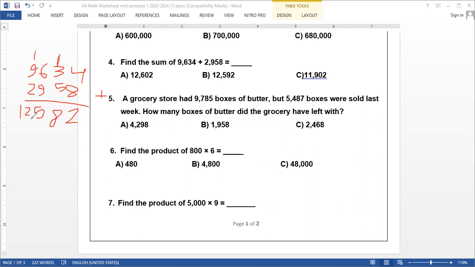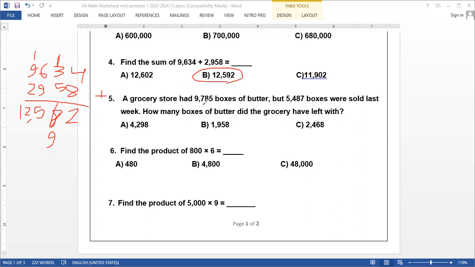Now, how do I write it? Wait, maybe here 9. Yes, 3 plus 5 is 8, plus 1 is 9. Here it is 9. Sorry, guys, my mistake, I said it's 8. So the answer is 12,592.